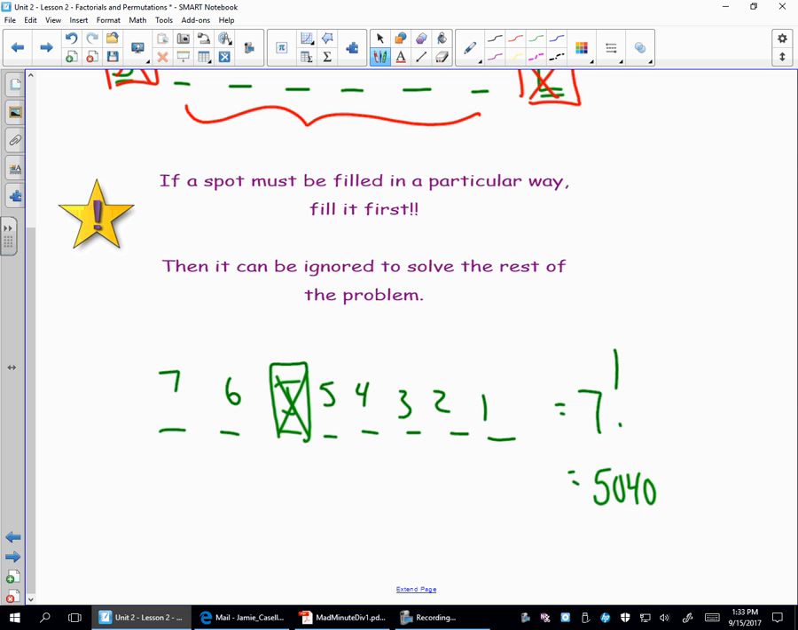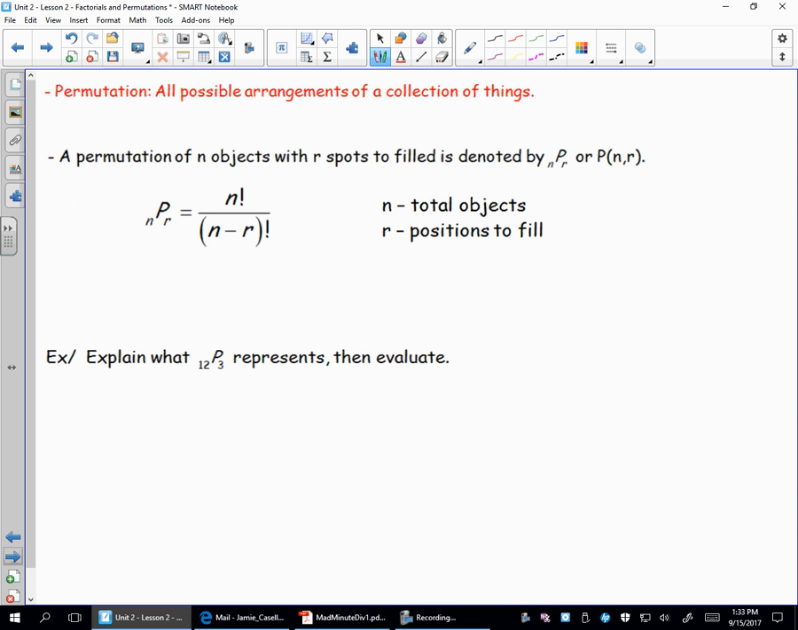All right, our second idea for today. So factorials, let's take that a step further. We're going to look at permutations next. A permutation is a special version of a factorial. It's an arrangement of a collection of things. But you're not going to arrange all of the things anymore. You're going to select some of them.